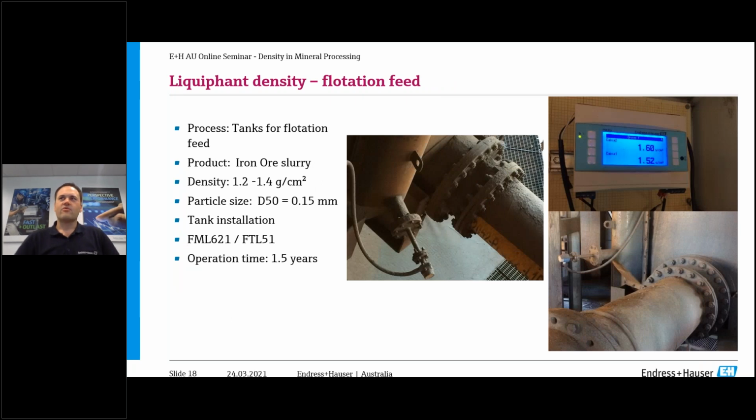Another example is around flotation feed. So this is an iron ore slurry again, but the particle size is much less, so 0.15 millimeters. And the velocity here, because it's in a tank, is much smaller as well. So the operation time of the device here was more than 1.5 years. You can see where the device was installed into the tank. And that's just another example where the liquefant worked quite well.